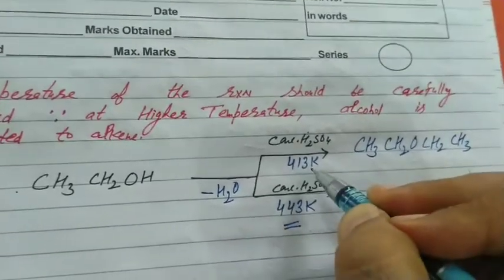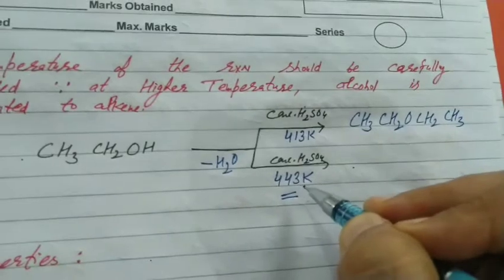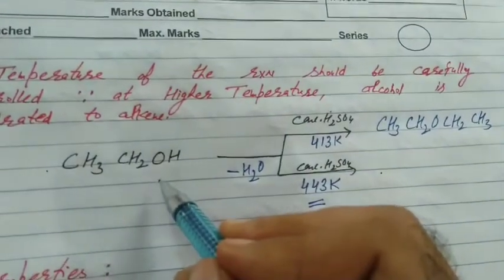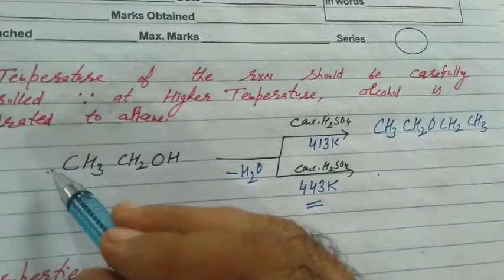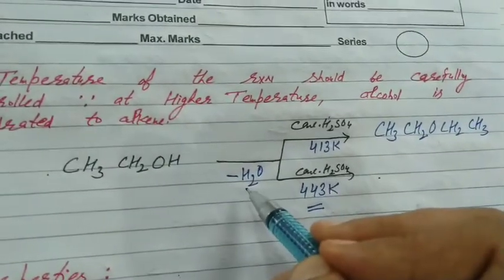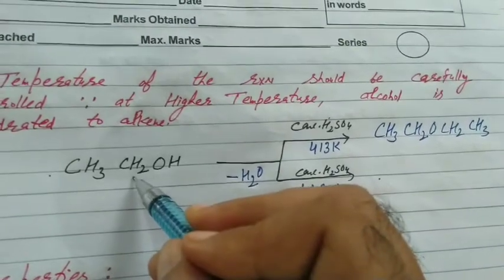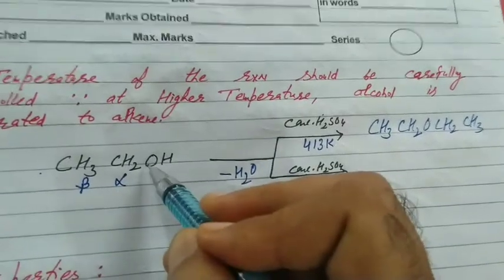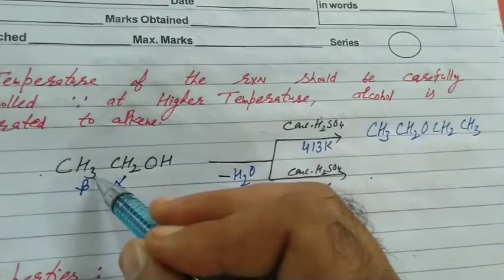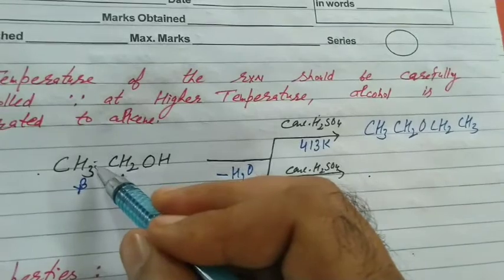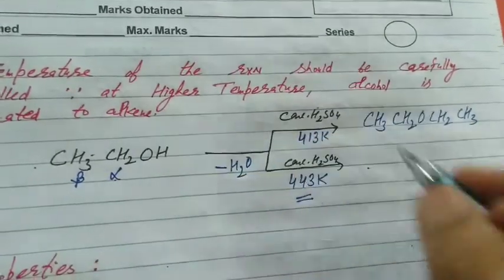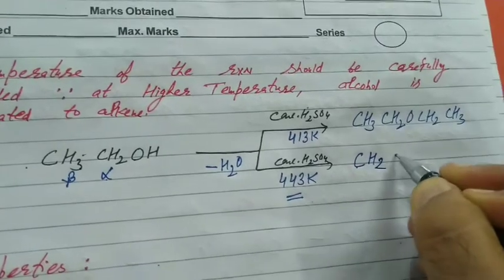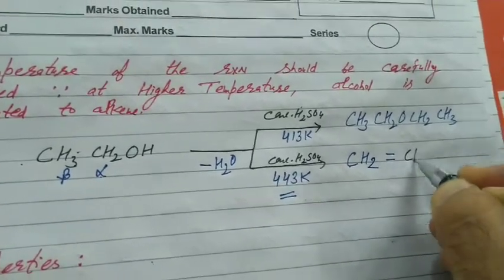Temperature is mentioned, students, 413. But at 443 Kelvin, it is monomolecular. Only one molecule of alcohol participates. But concentrated H2SO4, what will happen? Dehydration. Students, loss of OH from alpha carbon and H from beta carbon at high temperature leads to the formation of a double bond between alpha and beta. What is left? One hydrogen eliminates from beta, CH2 is left, and OH from alpha, again CH2 is left.